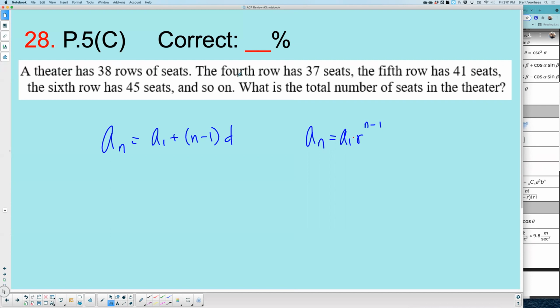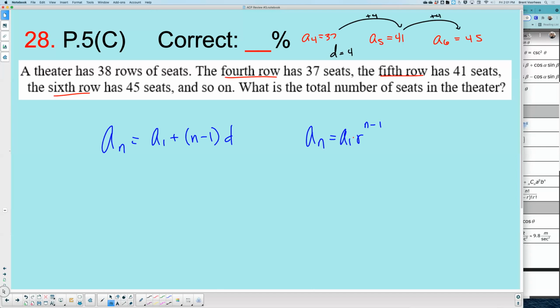So on this one, it says the 4th row, so A4 is 37. The 5th row has 41. The 6th row is 45. What is happening each time? Are we adding, subtracting, multiplying, or dividing? We're adding. How much are we adding by? 4. That's what you call your common difference. Each time we are adding 4 from one spot to the next. That's called the common difference.